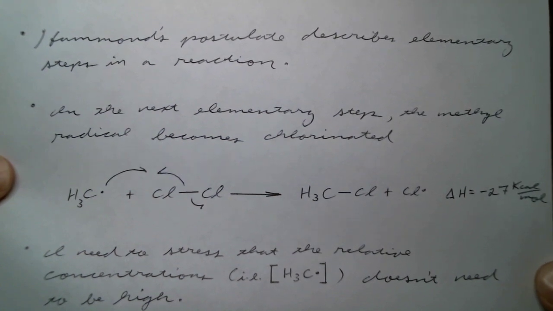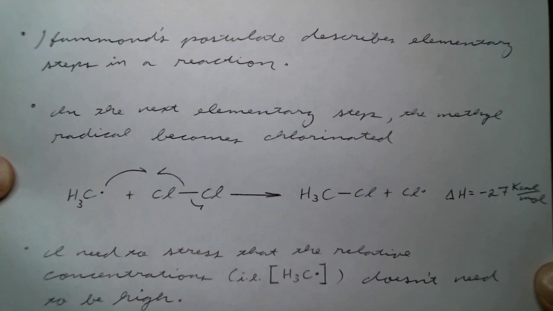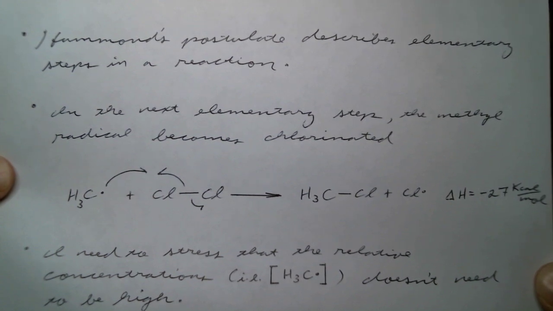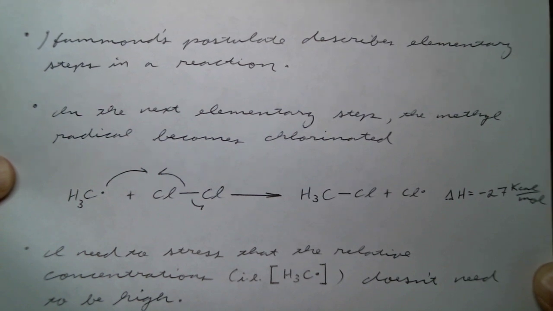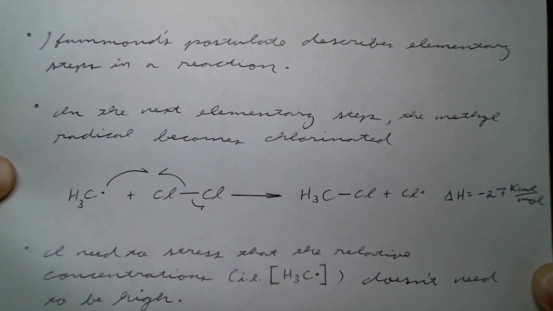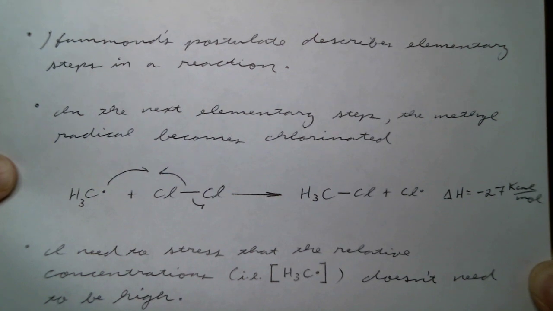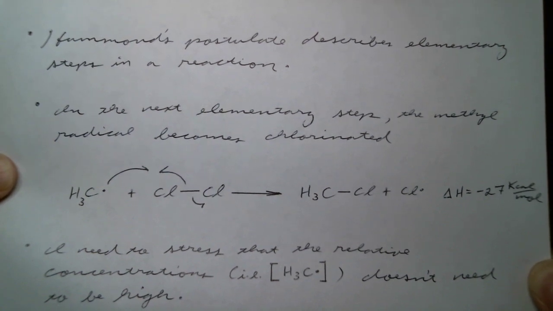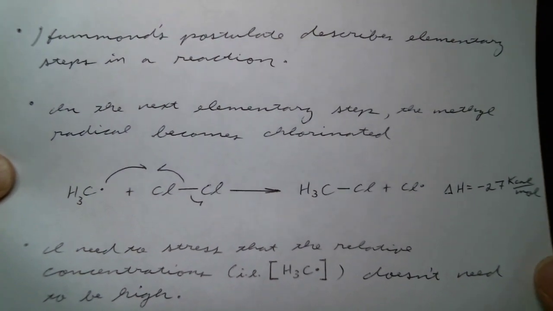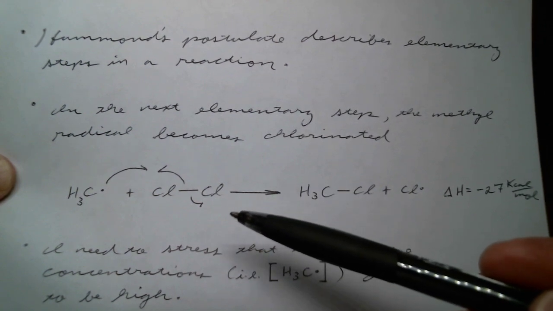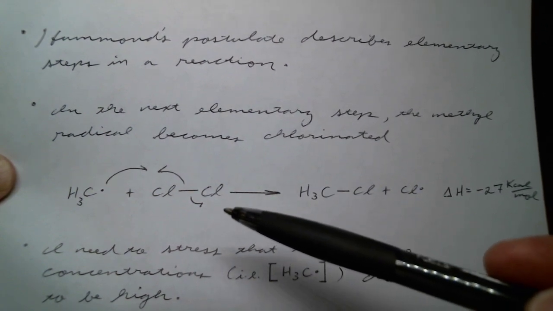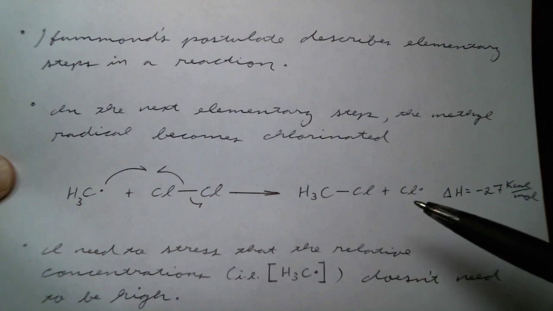In review, Hammond's postulate describes elementary steps in a reaction mechanism. In the elementary step that follows the first elementary step that we looked at in the second video for the Class 8 series of videos, the methyl radical becomes chlorinated. So the methyl radical bumps into diatomic chlorine. So you might ask, why is it bumping into diatomic chlorine? Why isn't it bumping into a chlorine radical?